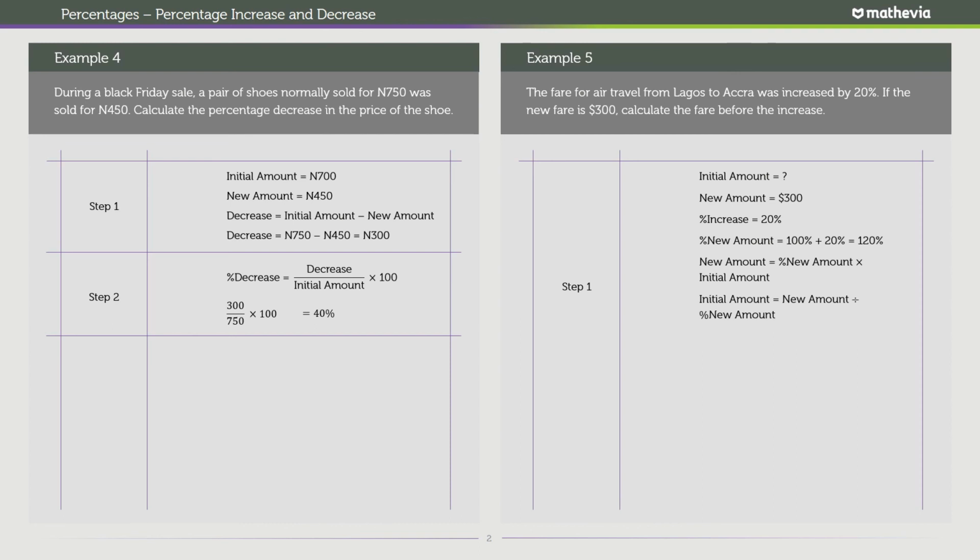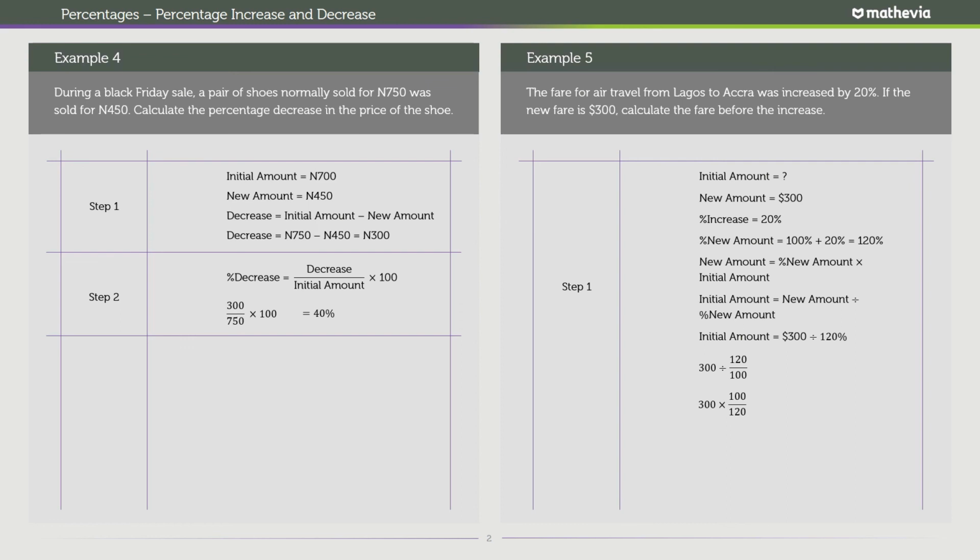Alright, so we have the new amount percentage times the initial amount giving you the new amount. If you want the initial amount, you just divide the new amount by the new amount percentage. And we just go ahead and do that. We have $300 divided by 120%. We have 300 divided by 120 over 100. Basically, if you remember how to divide with fractions, you just flip the top and the bottom.